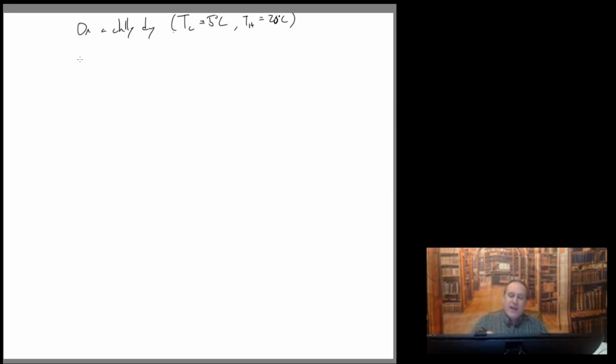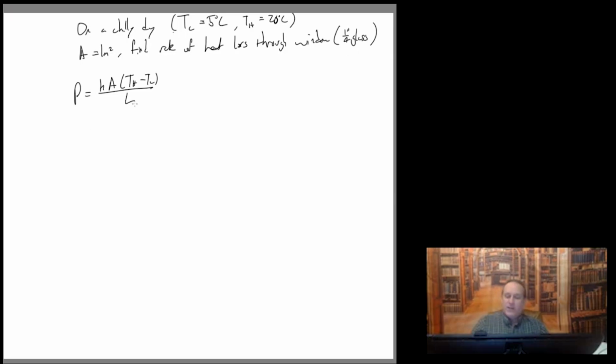So suppose the area is 1 square meter. We're going to find the rate of heat loss through the window. So we have the power is K, A, oh, windows are typically 1/4 inch glass, 1/4 inch. K A times T hot minus T cold over the length.